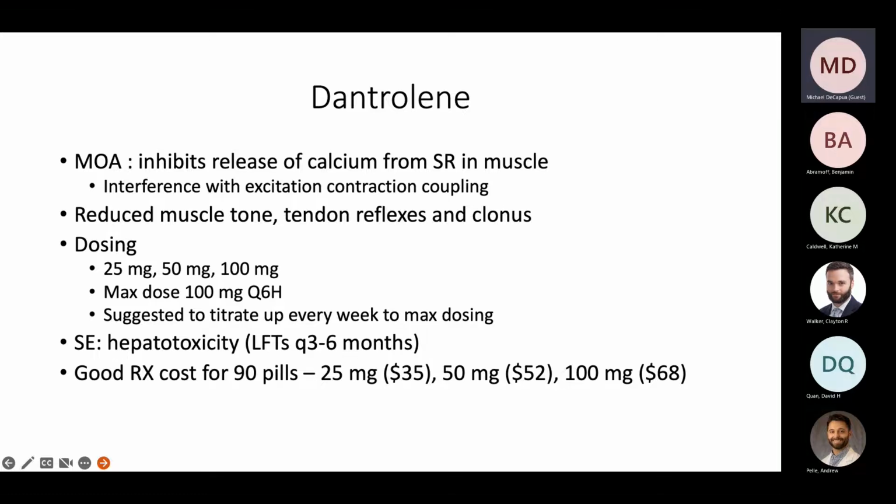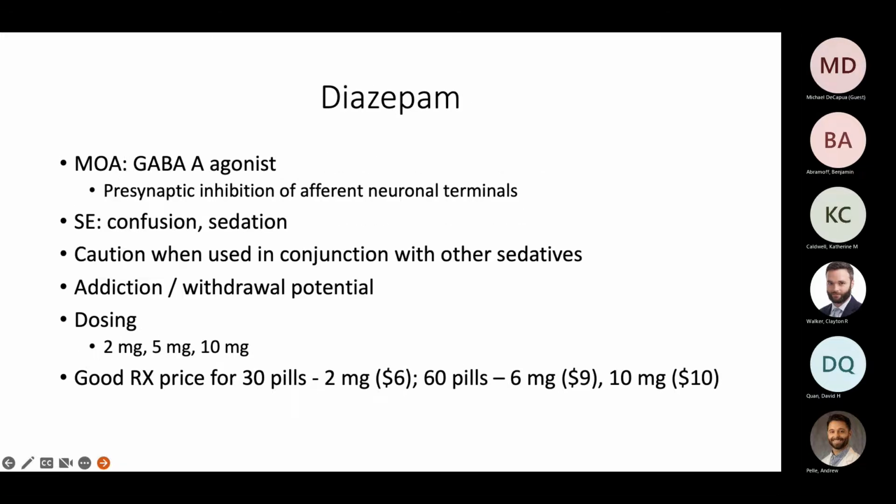It comes in 25, 50, and 100 milligram pills, max dose of 100 milligrams Q6. This is a medication that you really want to slowly up titrate. Generally, it's suggested that you don't up titrate quicker than every week. There are some pretty standard up titration methods available online for getting up to higher doses. Very notably, there is a hepatotoxic effect, and patients on dantrolene should be closely monitored with their liver function tests every couple of months.